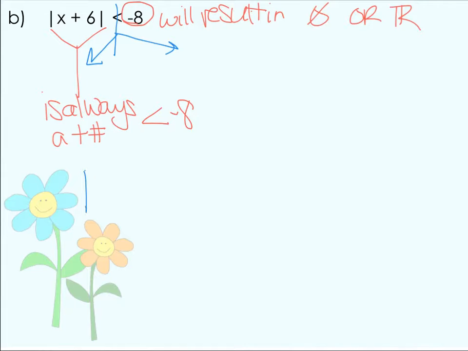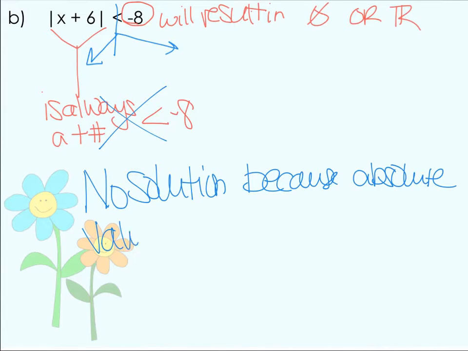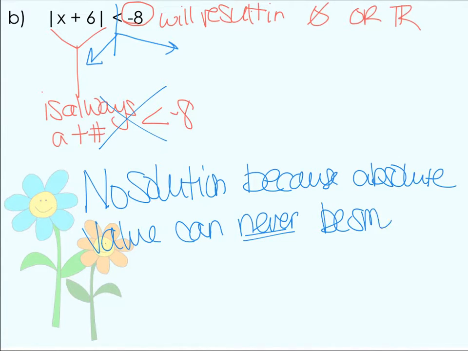So this is an example of a no solution. This can't happen, so it's a no solution. I'm going to write an explanation on here so you can have notes as to why this one's a no solution. This is a no solution because absolute value can never be smaller than a negative number.